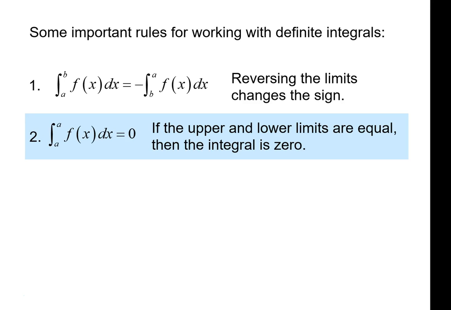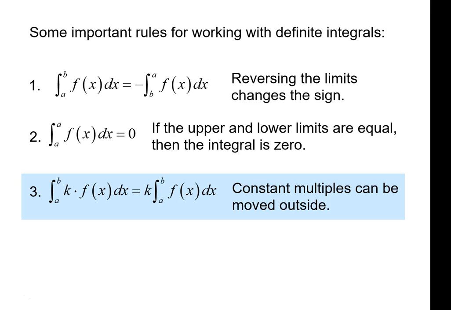The integral of the function from a to a is 0, and that should make sense to you because if you don't go anywhere, if the upper and lower limits are the same, there's no area underneath that curve to look at, and so the integral would be 0.